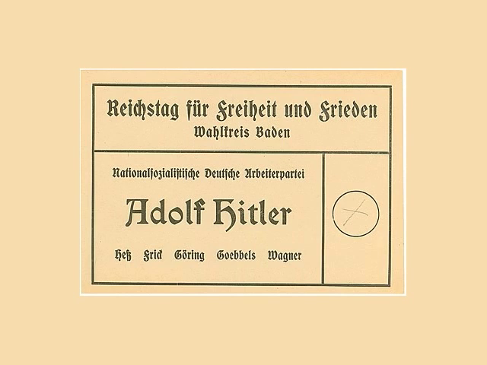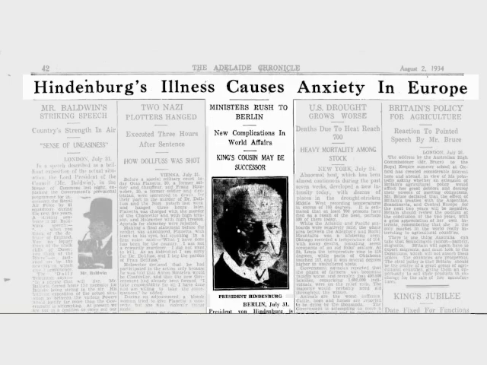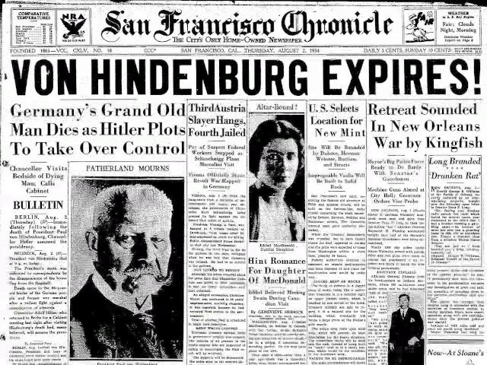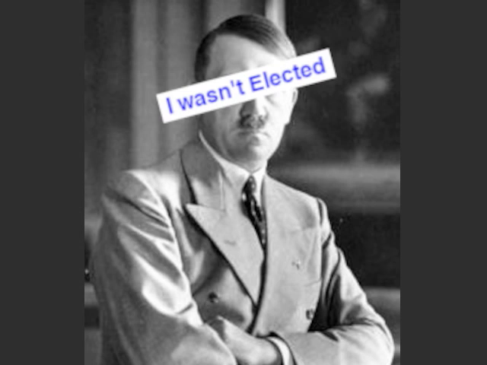So now he has a Reichstag that is entirely in his pocket, but there's still Hindenburg to be considered. On August 2nd, 1934, Hindenburg died. Now normally, by the Weimar Constitution, there would be an election to replace Hindenburg, which could just as easily be Hitler or not. But Hitler used his new powers of the law to name himself not only chancellor but president, and began calling himself Der Führer, the leader.